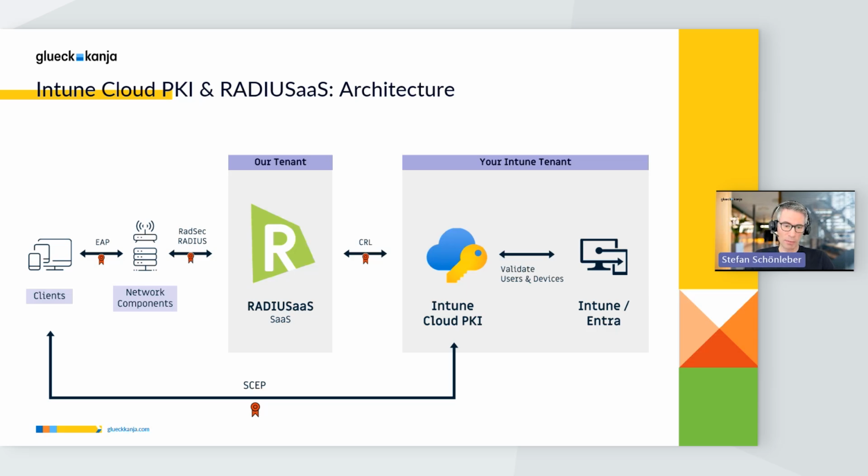Daniel showed before how to manually revoke a certificate through Cloud PKI, and how does RADIUS as a service get knowledge of this? The Intune Cloud PKI publishes a CRL, and we are leveraging that CRL to double check if the certificate is revoked or not. And once this is done, RADIUS as a service will confirm and will let the user into the network. So that's generally the architecture and how things are playing together.